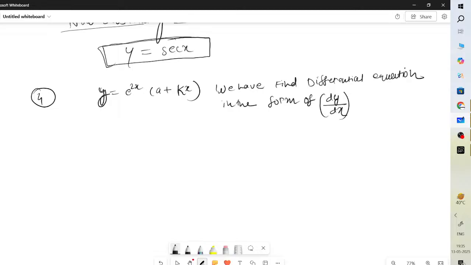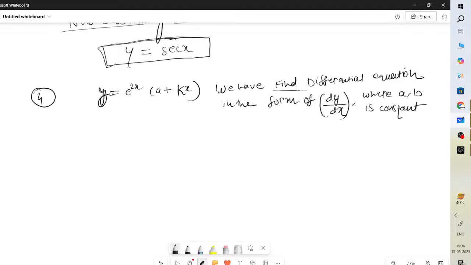If the question tells us to find d2y by dx2, then we find d2y by dx2. And if the question asks us to find d3y by dx3, then we find d3y by dx3. Okay, accordingly in this question we are keeping things quite simple, so we just find dy by dx, where a and b are the constants in the given question. Okay, now differentiating both sides with respect to x.